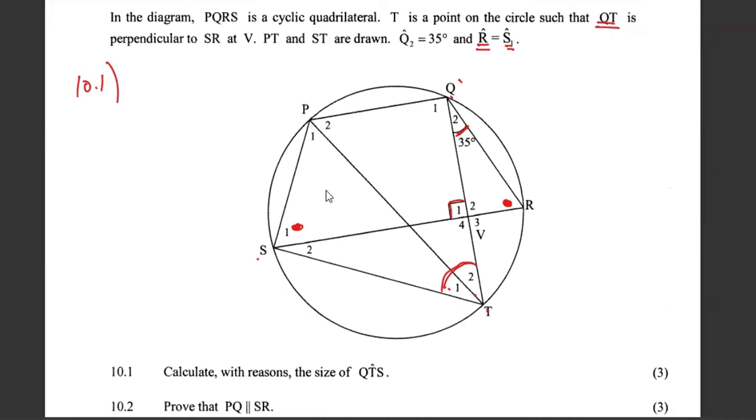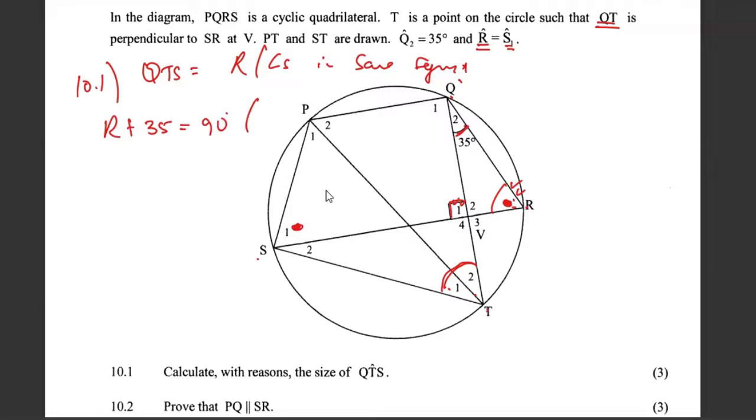Doesn't have a choice. Okay, so one thing I know is that my QTS is going to be the same as this angle here, R, because of angles in the same segment. So if I can find R, then I'm good to go. So I know that R plus the 35 should give us the 90. This and this should be equivalent to this 90. Why? The exterior angle of the triangle QVR.